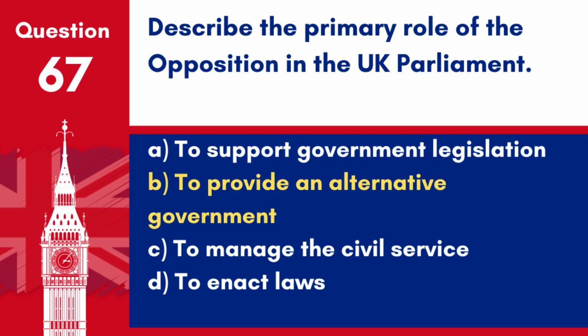Answer: B. To provide an alternative government. The primary role of the opposition in the UK Parliament is to challenge the government and provide an alternative government, holding the current government to account through scrutiny and debate.